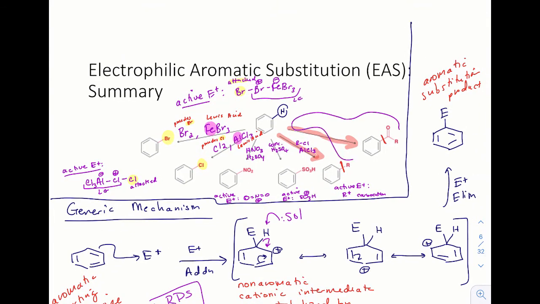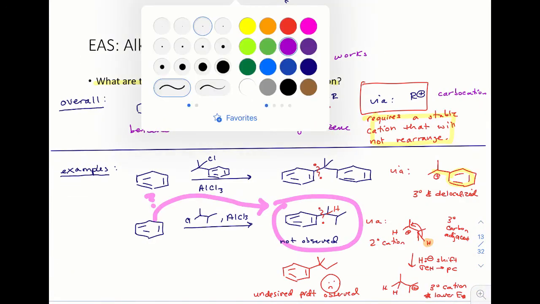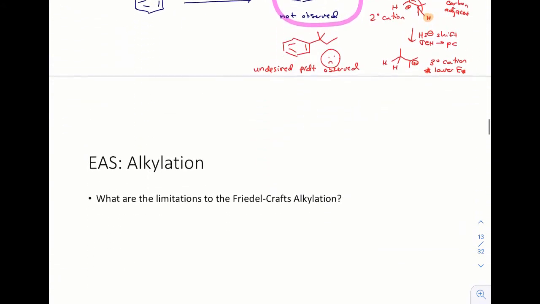I bet this reaction is going to solve the problems with the Friedel-Crafts alkylation. And speaking of problems with the Friedel-Crafts alkylation, we've actually only described one of those problems. That first problem is that it requires a stable cation that will not rearrange. There is a second problem, and this second problem is over-alkylation.